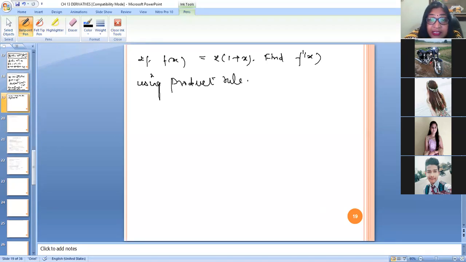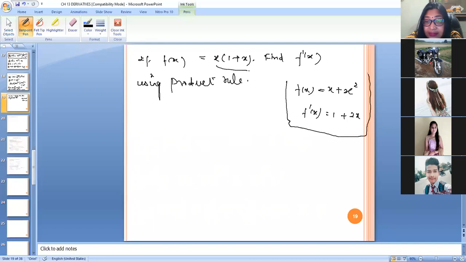If it is not mentioned to use product rule, then there is an alternative. f(x) is equal to x plus x square, and f dash x is equal to derivative of x, which is 1, plus derivative of x square, which is 2x. This is the answer. If it is not mentioned that you have to apply product rule, we can do this. But if it is mentioned, then we will apply product rule.